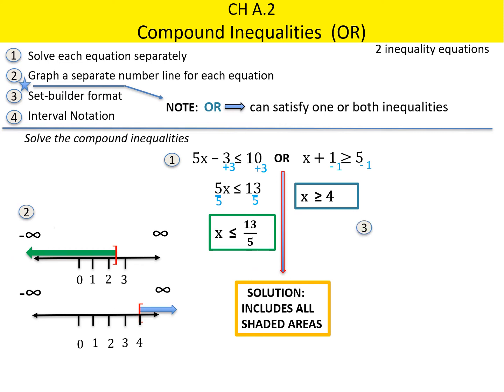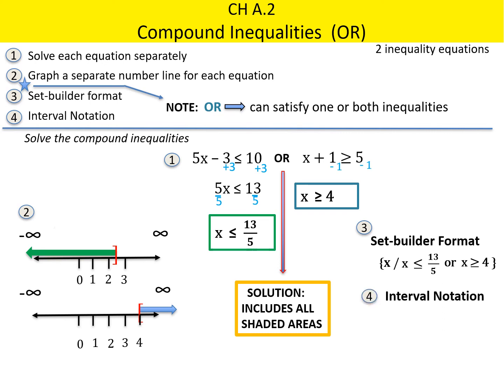We're going to go ahead now, the third step, and write it in set builder notation. We're going to write the first answer, which is x less than or equal to 13 over 5, and the second answer, which is x greater than or equal to 4, and it contains the OR statement in between them because it could be one or the other. Now we're going to write the answer in interval notation.